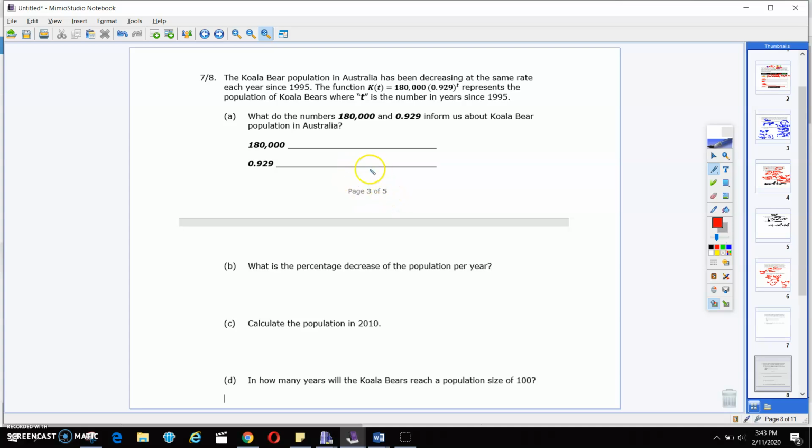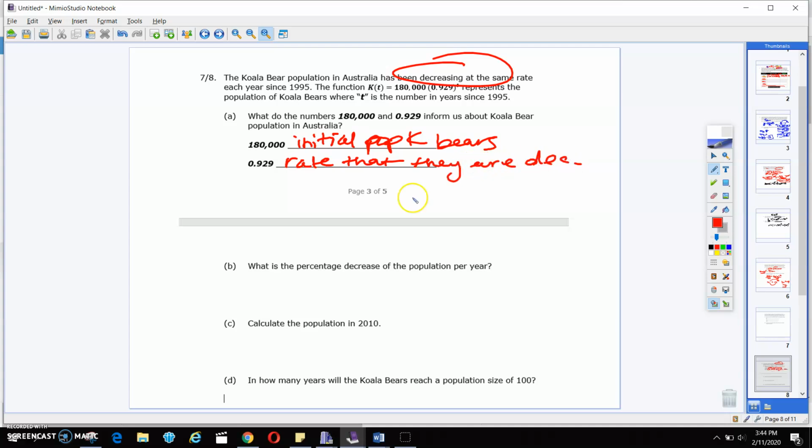On 7 and 8, it says the koala bear population in Australia has been decreasing at the same rate each year since 1995. So 180,000 represents the initial population of koala bears. Okay, 0.929 is the rate that they are decreasing. What is the percentage decrease of the population per year?